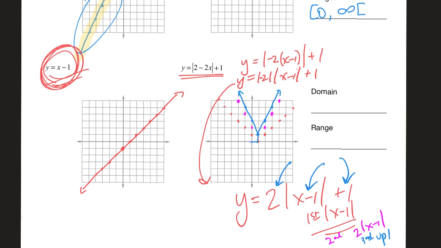So we're looking at this blue graph, which has a domain that goes from negative infinity to infinity, and a range that goes from 1, right? The lowest value here is at 1 all the way to infinity. All right, let's take a look at the next page.